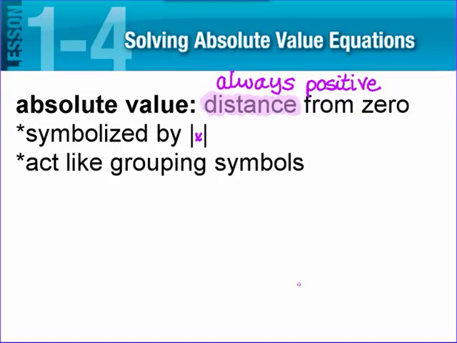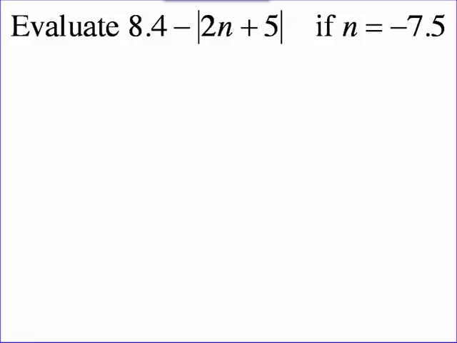So now what we're going to do is look at solving equations with absolute value. Okay, and so we're going to evaluate the following: 8.4 minus the absolute value of the quantity 2n plus 5, if n equals negative 7.5. So can somebody tell me what we're going to do? Yep, we're going to take negative 7.5 and plug it right in there for n.